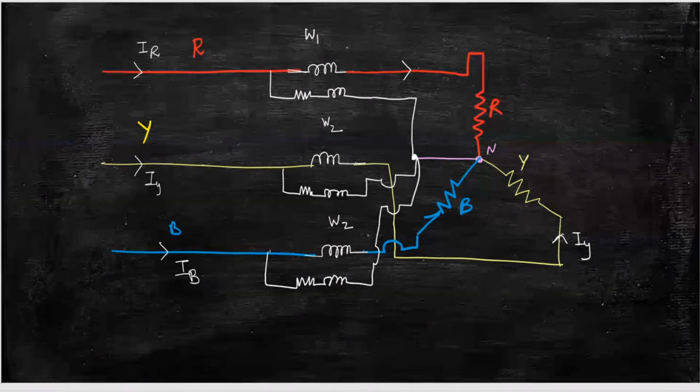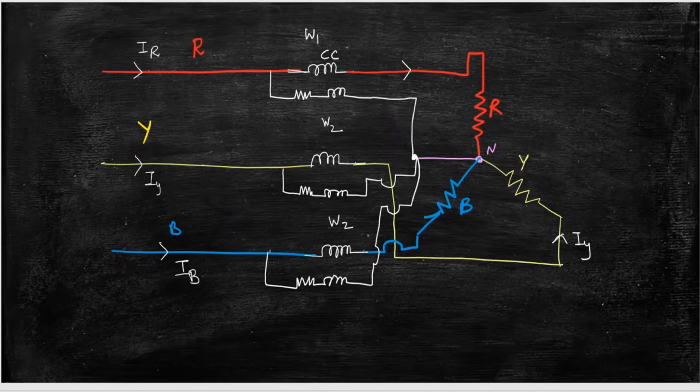So this is the current coil of wattmeter 1, this is the current coil of wattmeter 2, and this is the current coil of wattmeter 3. This is the pressure coil of wattmeter 1, this is the pressure coil of wattmeter 2, and this is the pressure coil of wattmeter 3.